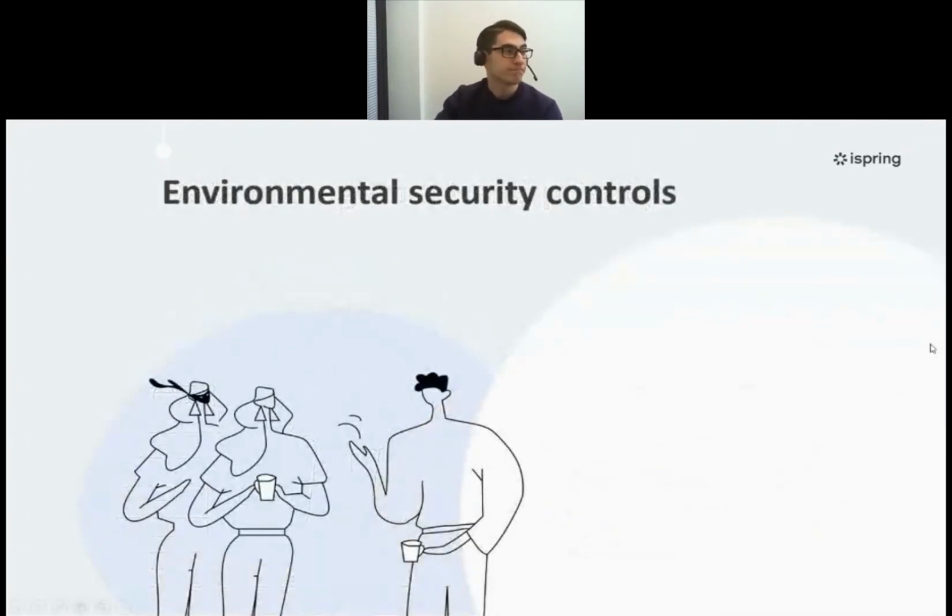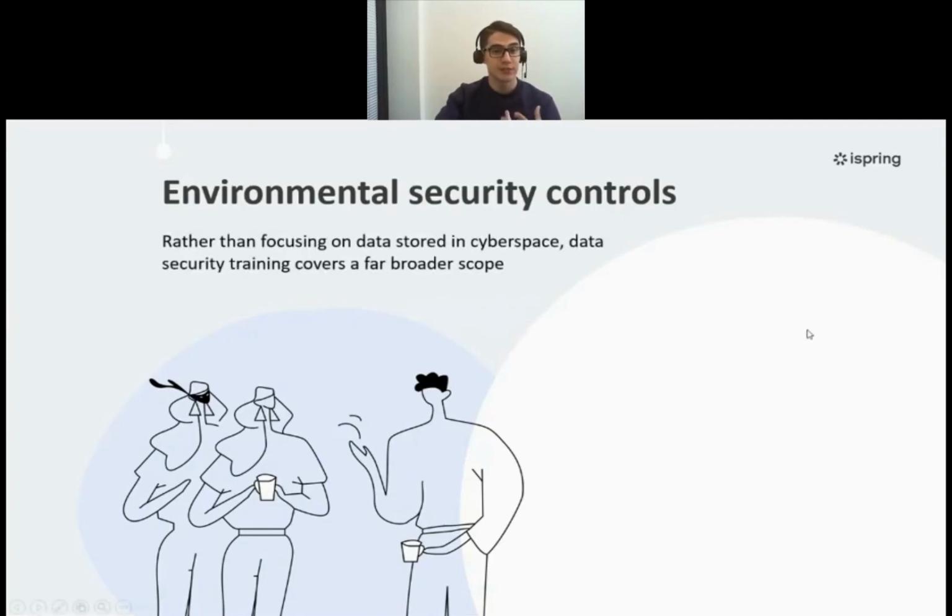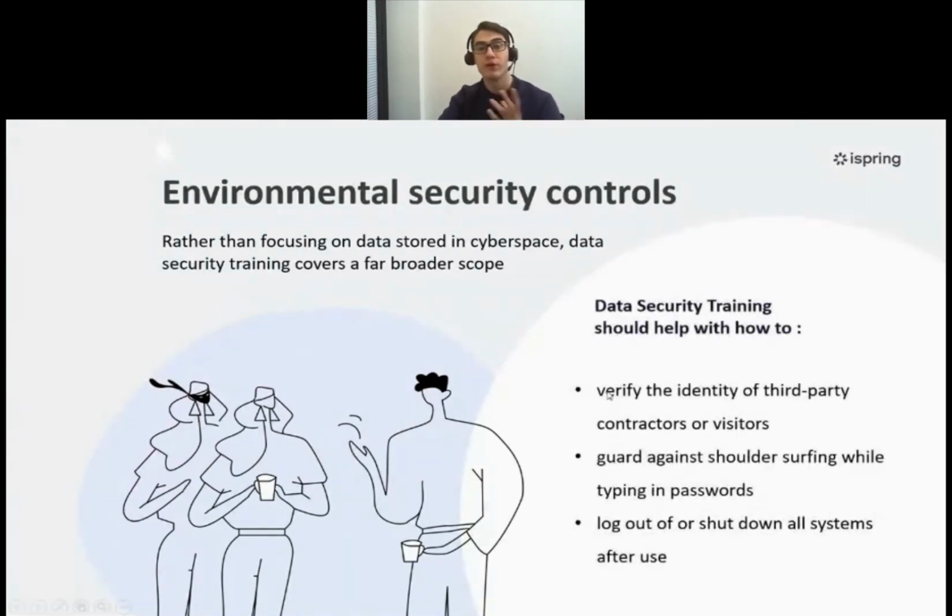All right. As mentioned, rather than focusing on data stored in cyberspace, data security training covers a far broader scope that further encompasses the physical work environment and any sensitive data or documents stored within it. So it also includes who is present in the environment. As such, privacy training for employees covers how to verify the identity of third-party contractors or visitors to avoid unauthorized access to data systems, guard against shoulder surfing while typing in passwords, and log out of or shut down all systems after use. So, yep, that's also an important thing to mention.